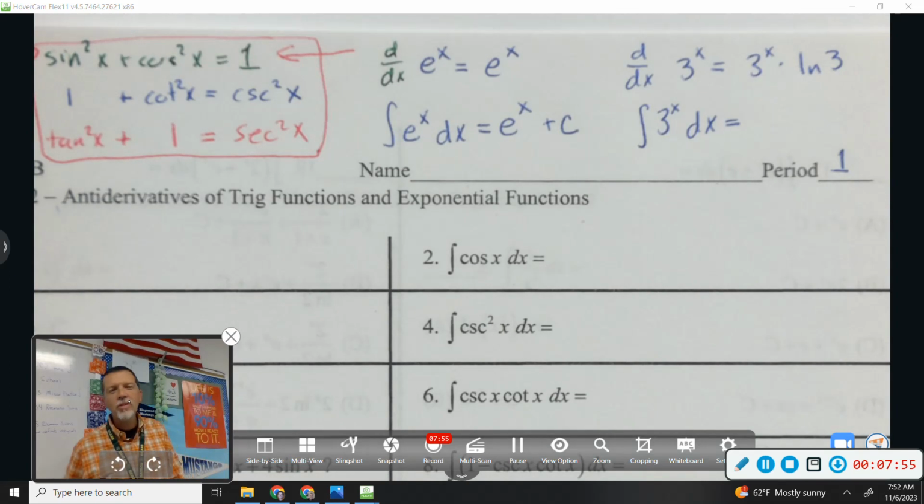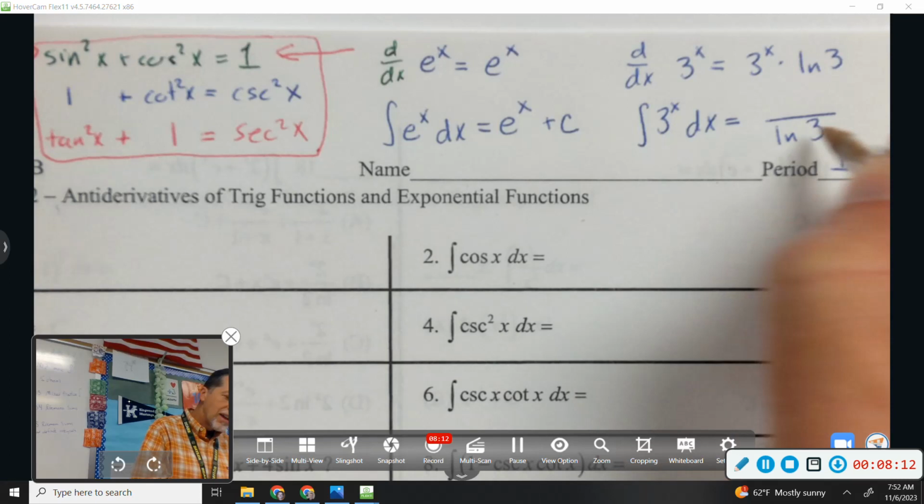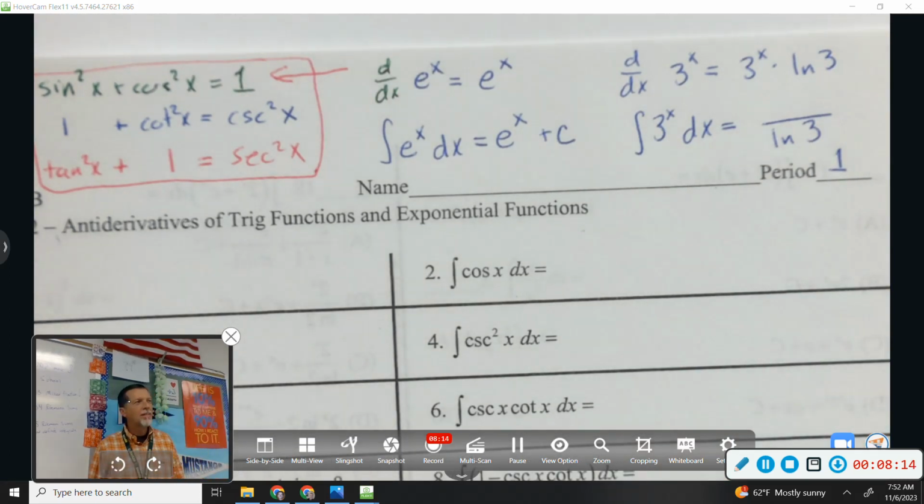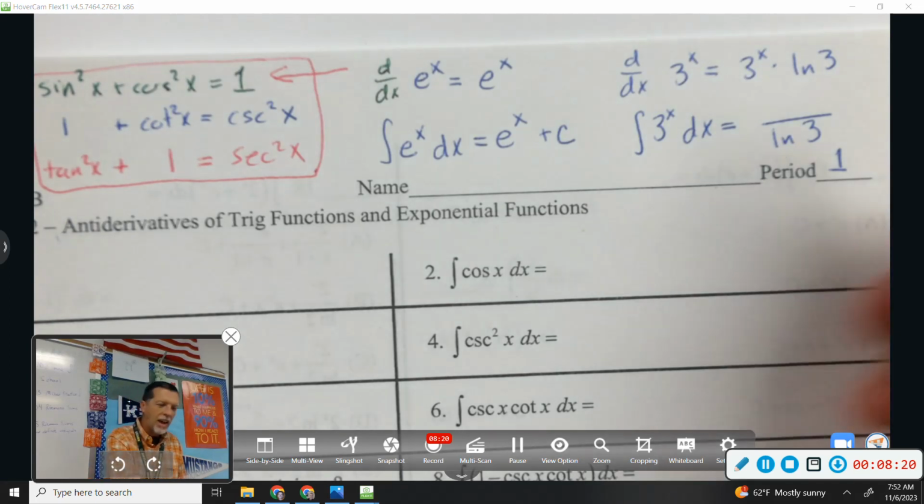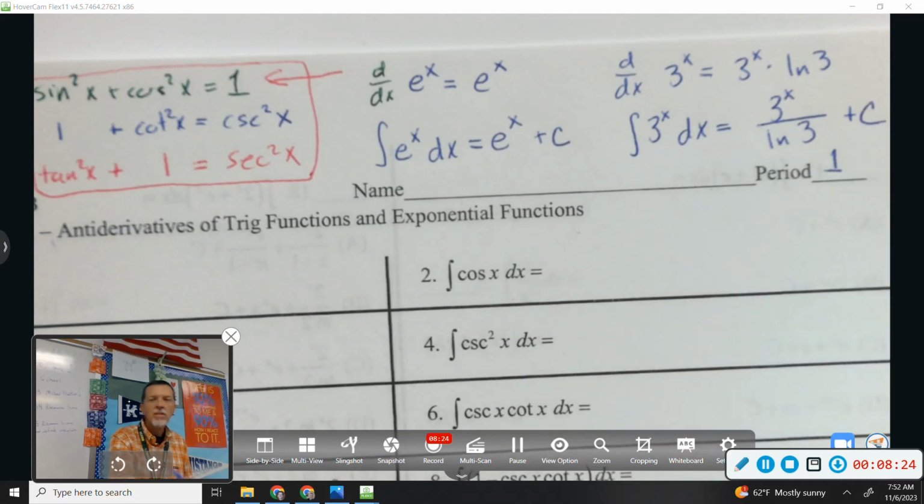Okay, then what do you suspect the antiderivative of 3 to the x is? Something over ln 3. Yeah, that ln 3 is going to be in the bottom now because we're doing the opposite of derivatizing, or anti-derivatizing. And 3 to the x just stays 3 to the x. And then the plus c.